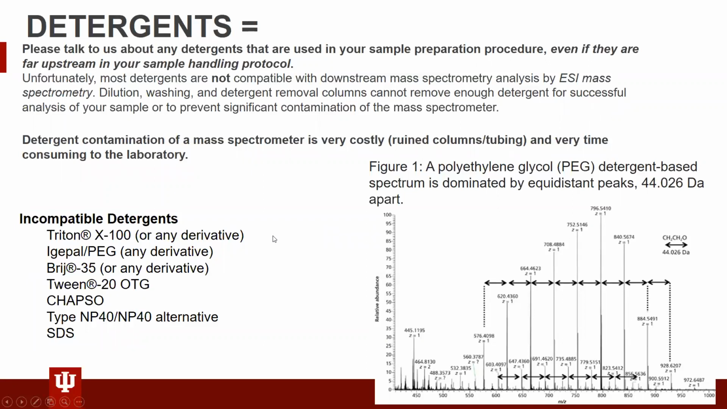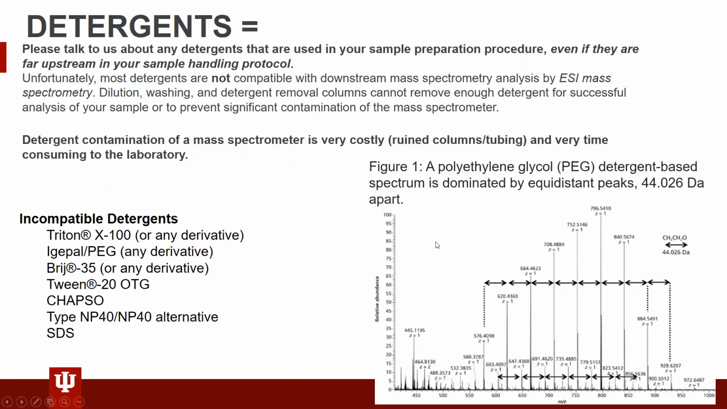One thing I really want to emphasize in this lecture is that detergents may be your friend in most biological applications, but in terms of mass spectrometry, they are your enemy. If you use any detergent anywhere in your sample preparation prior to giving us the sample, it is imperative that you let the mass spectrometry core know that there are detergents present. Unfortunately, almost all detergents are not compatible with downstream mass spectrometry. And here, detergent contamination of a mass spectrometer is very costly. It can take us a long time to clean up columns and tubing.